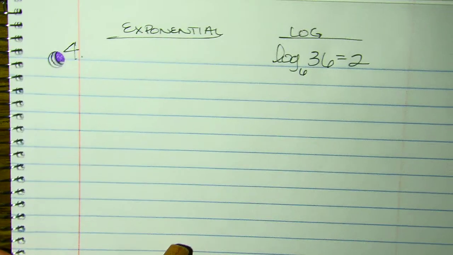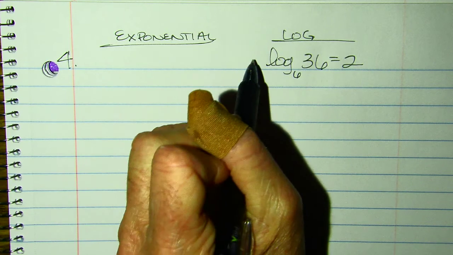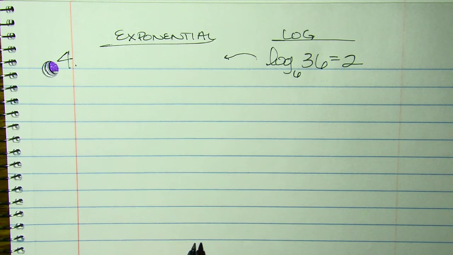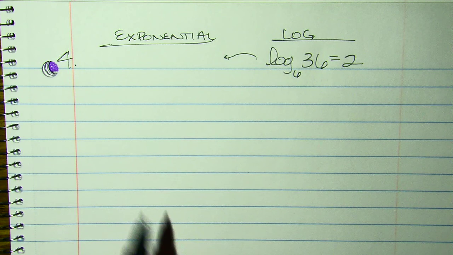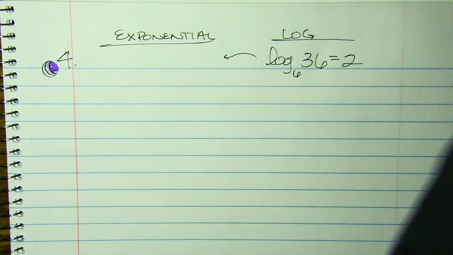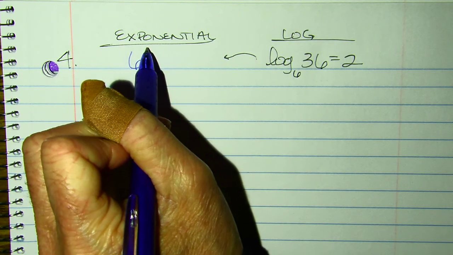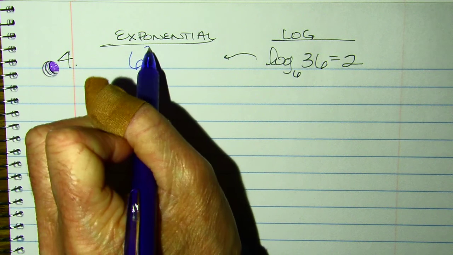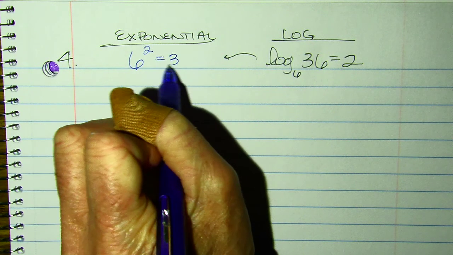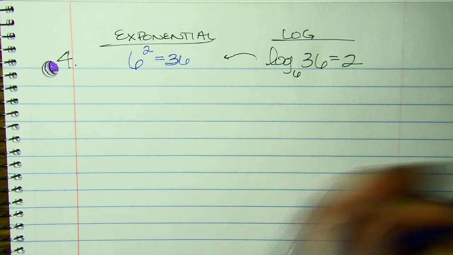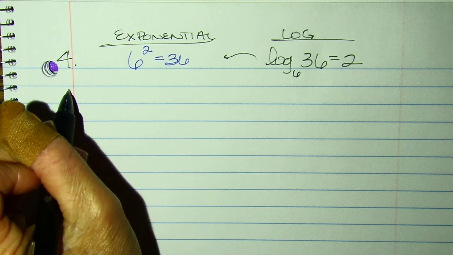Okay, so now we're working backwards. If I give you the logarithm, write it in exponential. So remember, your first number that's written in the log is the first number here. So I should have 6. Now 6 to the 36th power, that's not going to make sense. 6 squared equals 36. Okay. Next one.